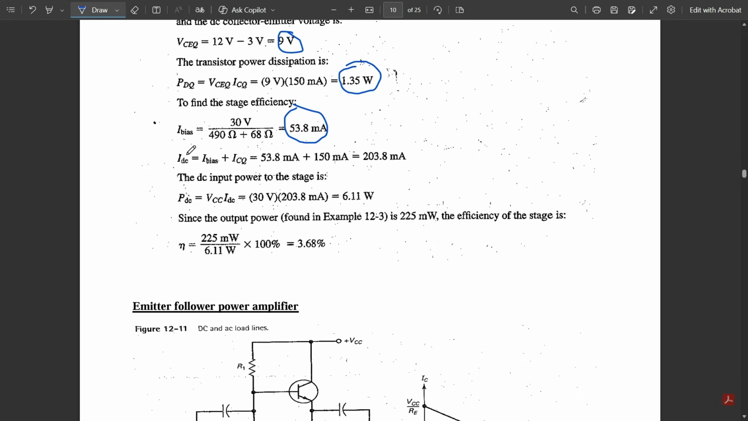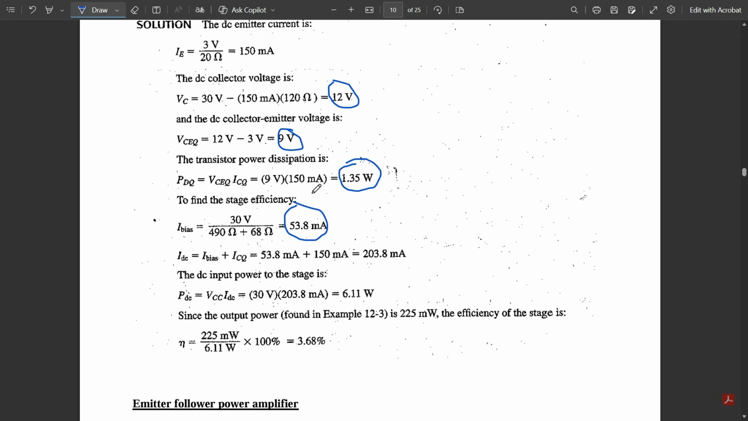Then IDC, that is the DC current, is equal to bias current plus ICQ. Bias current is 53.8 milliamps, and ICQ we have calculated here as 150 milliamps, right? So substituted here, we would be getting 203.8 milliamps. The DC input power to the stage could be calculated by PDC is equal to VCC into IDC. VCC is 30 volt, IDC is 203.8 milliamps, so we would be getting 6.11 watt.